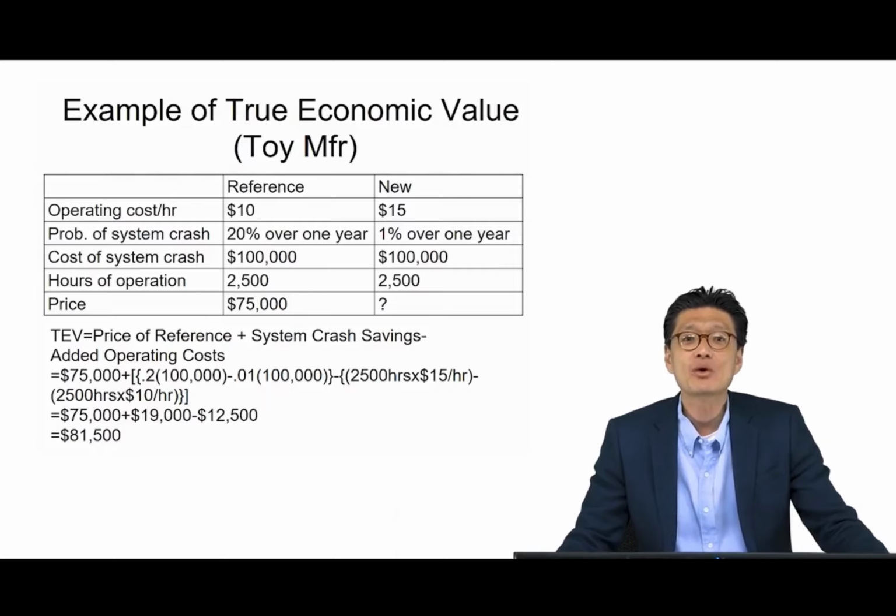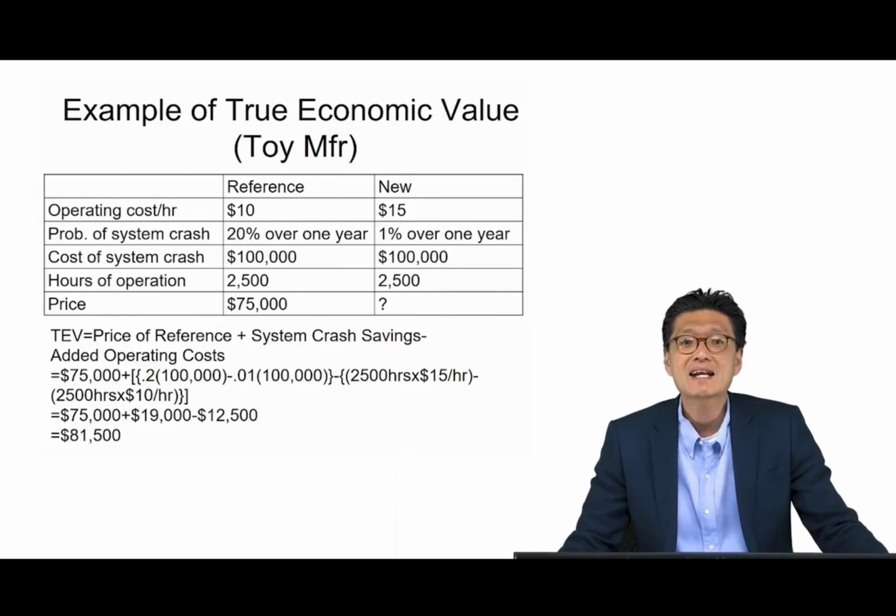So that's the equation written in words. If we plug in the numbers that correspond to this word equation based on this table, then the price of the reference is $75,000. That's what's shown in the table. And then the system crash savings would be, because the system crash probability for the reference product is 20%, whereas for the new product, it's only 1%, 20%, which is 0.2 times 100,000, minus 1%, 0.01 times 100,000. So that's the system crash savings.